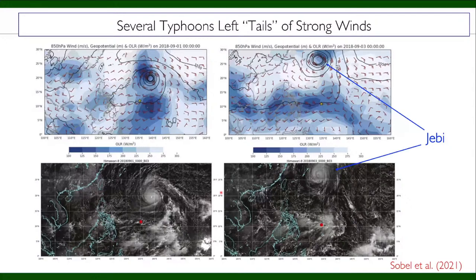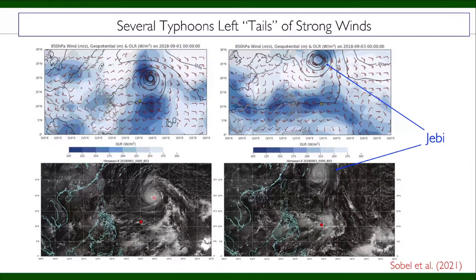But this is one example of one of these events that we saw out in the field associated with Typhoon Jebi. And so this first panel here is September 1st, 2018, showing the typhoon here, centered at about 20 degrees north, and lower tropospheric winds starting to develop very strong from the west on the south side of this typhoon. And you can see the satellite image here.